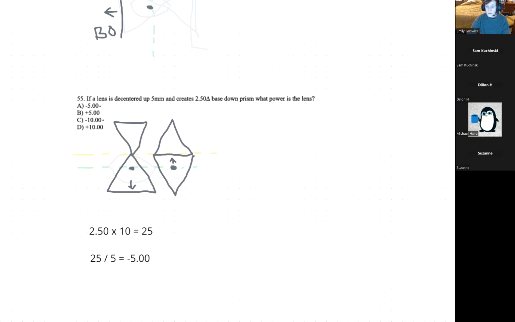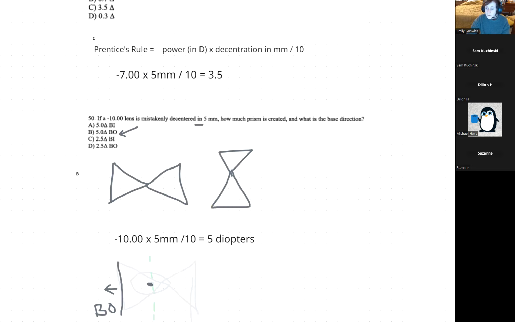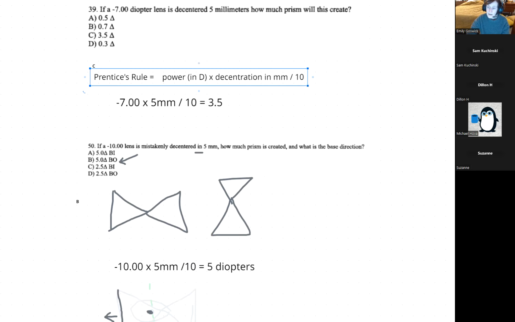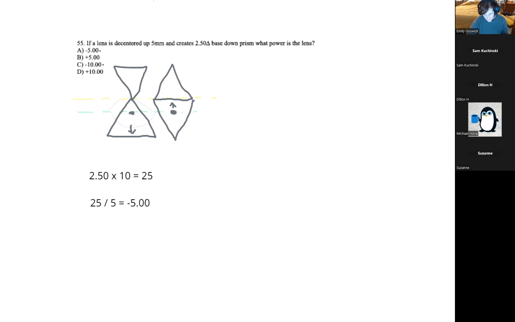minus 5. Okay, so I didn't write out Prentice's rule again, but I started here. I was like, okay, normally we would be dividing by 10. We're going to multiply by 10. Then I got that number and I was like, okay, normally we would have been multiplying by decentration, but basically I knew what this n number was, so I divided by decentration instead, because I knew the decentration, and my end result was the power. Okay, so that's how we arrived at that.